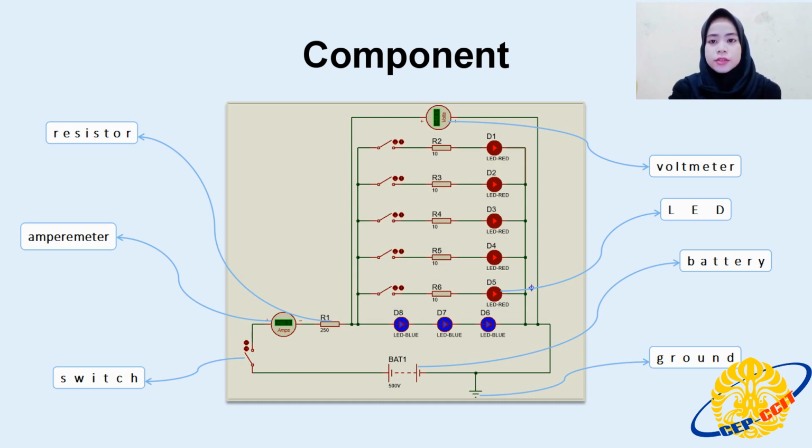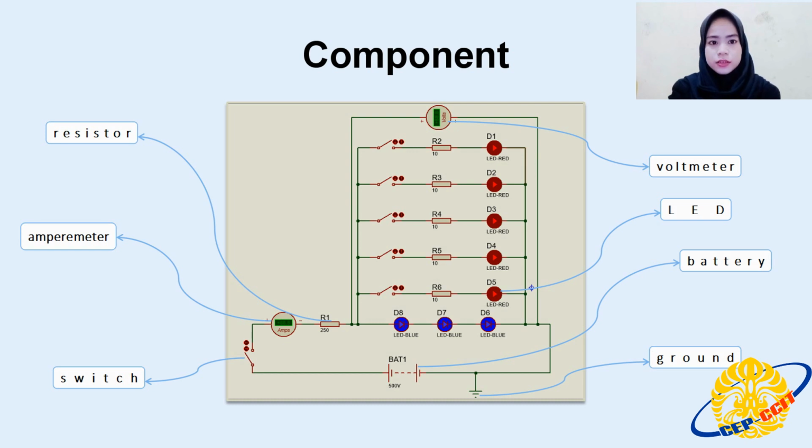Here I use 6 resistors, 5 resistors in the parallel circuit with values of 10 ohms and 1 in series with the parallel branch with 250 ohms. Then the LED, which is an electronic component made of semiconductor material that functions as an indicator light. I use 8 LEDs, 5 in parallel and 3 in series.